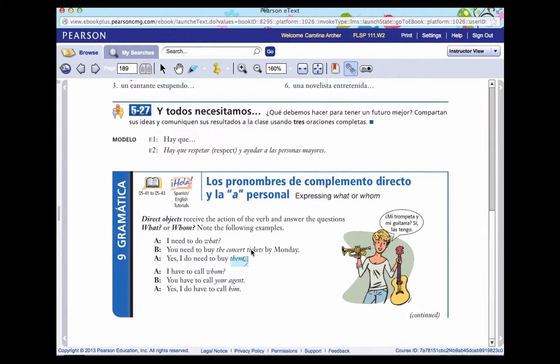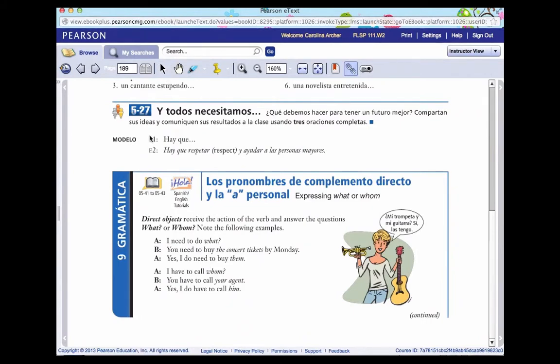What do you need to buy? I need to buy the concert tickets by Monday. I need to buy them, okay? So them is a direct object. I have to call whom? You have to call your agent. Yes, I have to call him. Okay, so them and him and her and me, those are direct object pronouns.